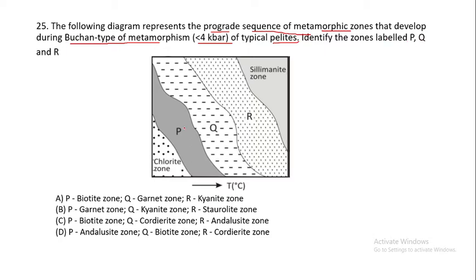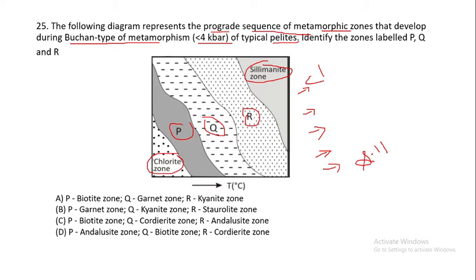Now here you can see the P, then Q and R. So our duty is to identify what is P, what is Q, what is R. As it is given, it is a Buchan type of metamorphism. So as we know, it goes from chlorite zone to sillimanite zone. First chlorite, then something will be formed, next something will be formed, and finally sillimanite will be forming. So we need to find what other things are forming in between.